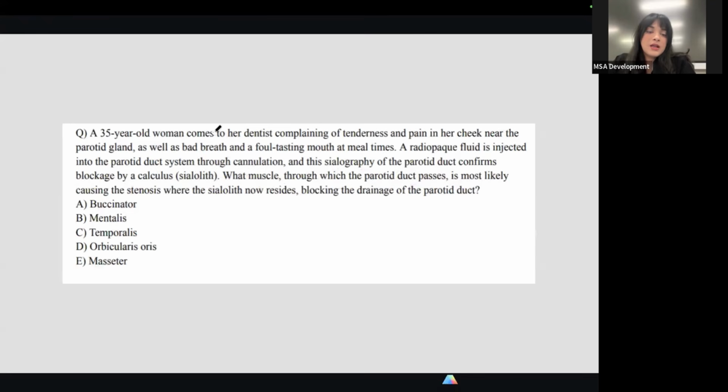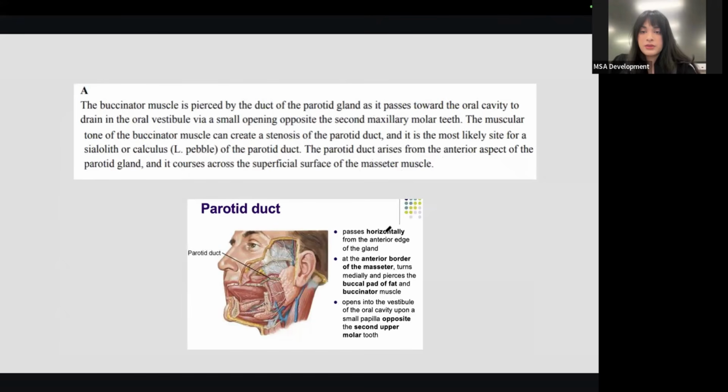Okay. Next question. A 35-year-old woman comes to her dentist complaining of tenderness and pain in her cheek near the parotid gland, as well as bad breath and a foul-tasting mouth at meal times. A radiopaque fluid is injected into the parotid duct system through cannulation, and this sialography of the parotid duct confirms calculus, sialolith. What muscle through which the parotid duct passes is most likely causing the stenosis, where the sialolith now resides? So we talked about this. It goes and then it pierces what? It pierces the buccinator. The answer is A. You can read that on your own.